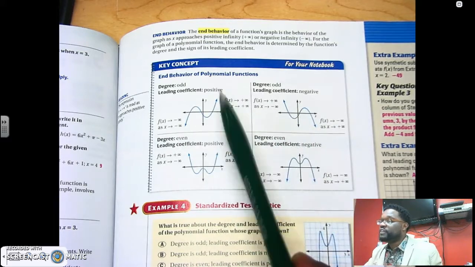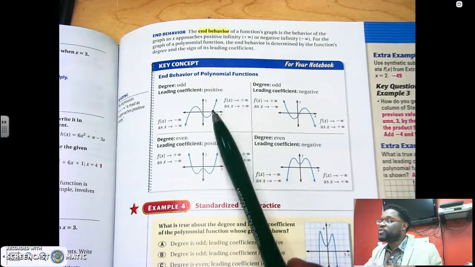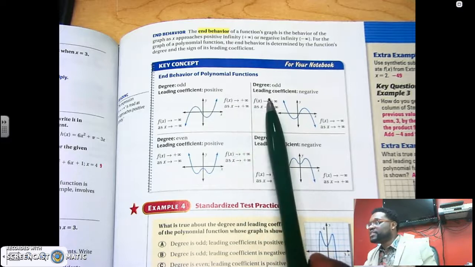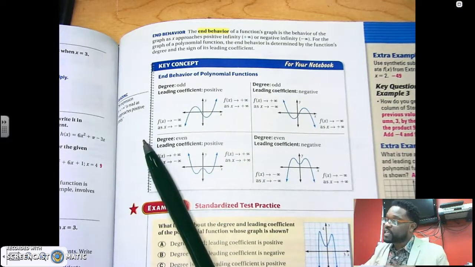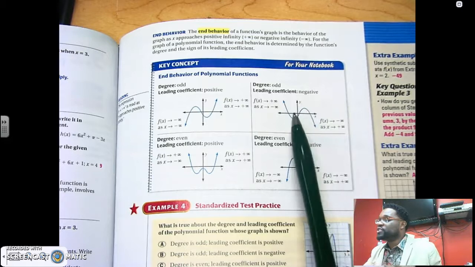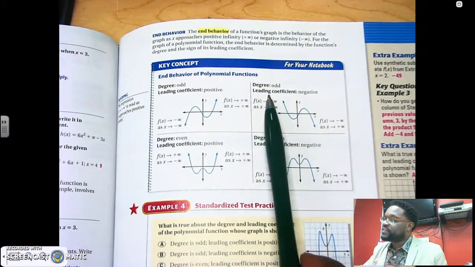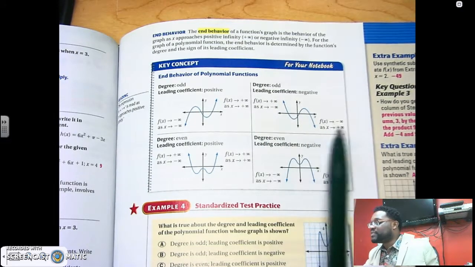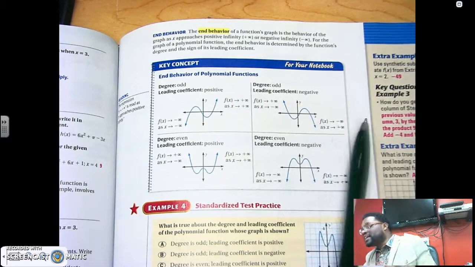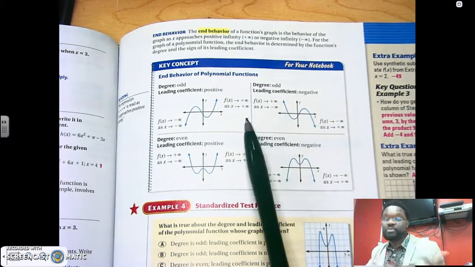How do you tell? If your leading coefficient is positive, it's going up on the positive infinity side and down on the negative infinity side. If the leading coefficient is negative, it's going up on the negative infinity side and down on the positive infinity side, like going to the right, down, going to the left, up. However you need to remember that.